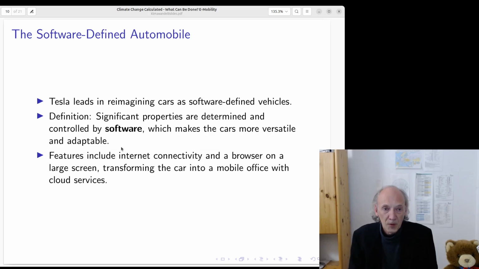One of the features that software-defined automobiles offer includes internet connectivity and a browser on a large screen in the car, transforming the car into a mobile office with cloud services. That's something I actually enjoy a lot, having this big screen in my car that allows me to open a browser and access my data in the cloud.